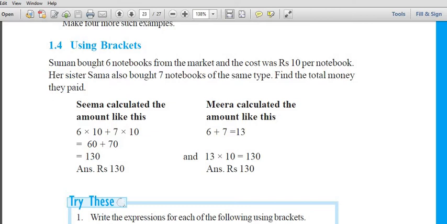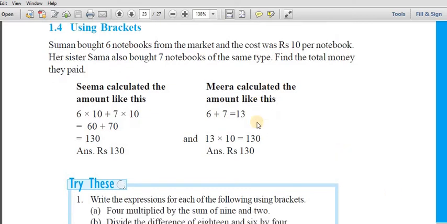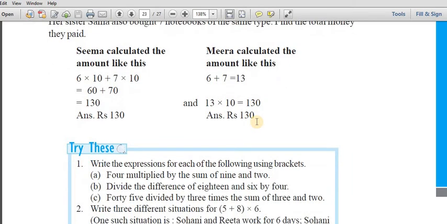And Meera calculated in this way. Both purchased notebooks, and each notebook costs 10 rupees only. So first she wanted to know how many notebooks they bought. They bought 6 and 7 notebooks in total, that is 13. One notebook costs 10 rupees, so 13 tens are 130. So in this way we can calculate. Of course these are two methods and both methods are correct to solve the problem, right? Now which is easy? Actually Meera's method is easy, right? Now they are asking this.